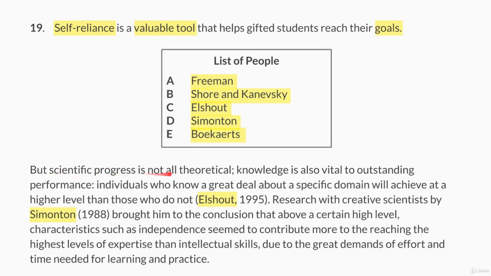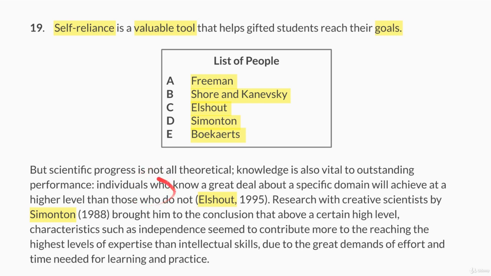But scientific progress is not all theoretical. Knowledge is also vital to outstanding performance. Individuals who know a great deal about a specific domain will achieve at a higher level than those who do not. Okay, so that's what Elshout was talking about.